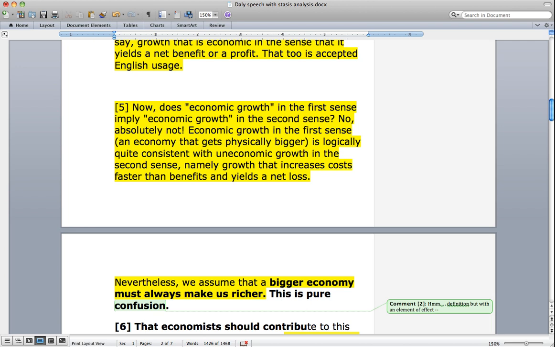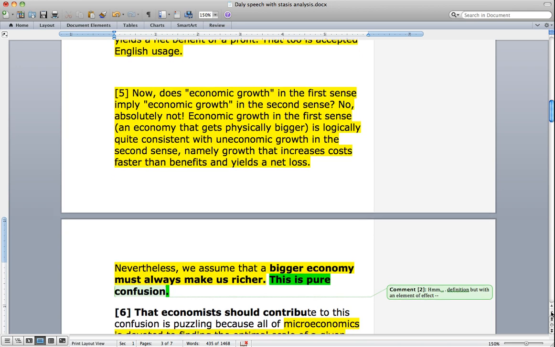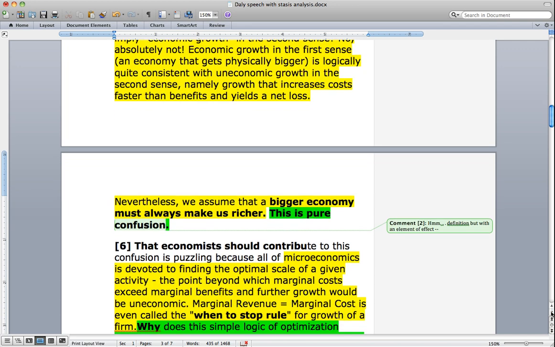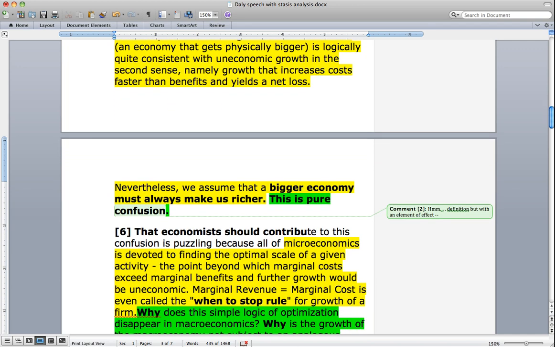But I have made a comment here at the end, and that's that when he says this is pure confusion, we do in fact have a little bit of an element of effect here. When he says this is confusion, he's saying that the effect of using this definition is to confuse us. Now, we could also suggest that confusion is something we don't like, that there's a kind of value judgment there, but we'll see that arguments from effect and arguments from value often work together, one being stated, one being implied.